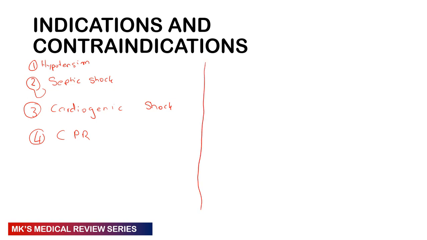Now what about some of the contraindications of using dopamine? Remember that dopamine has this positive effect on the cardiovascular system. It will cause vasoconstriction, it will increase the blood pressure, it will increase the heart rate to some extent, it will increase the cardiac output. Now remember that in patients that already have a high metabolic state, dopamine is contraindicated.